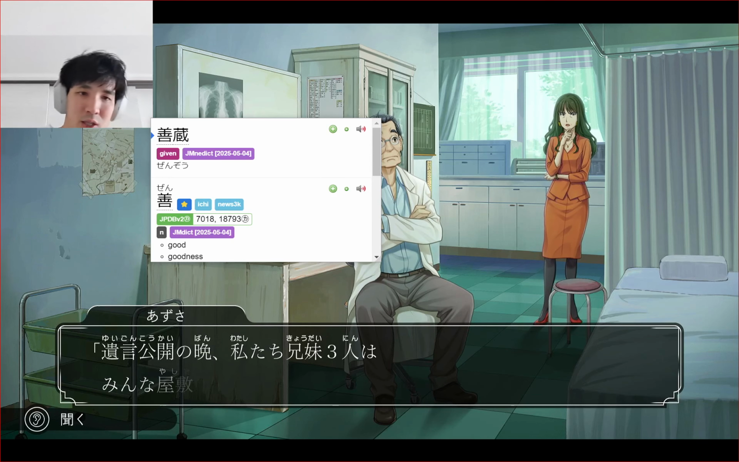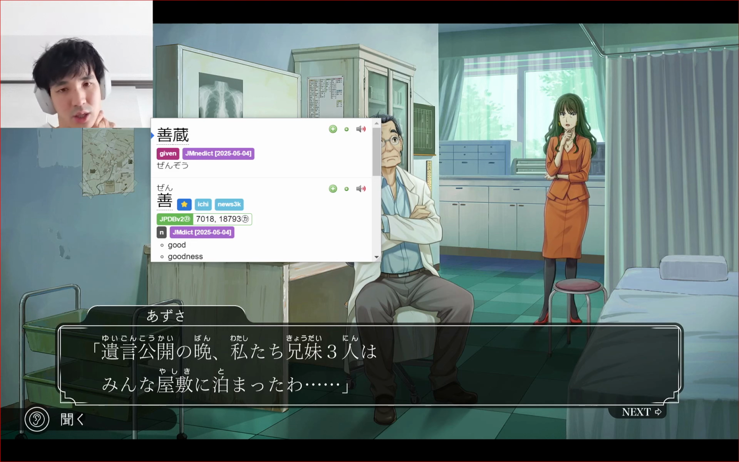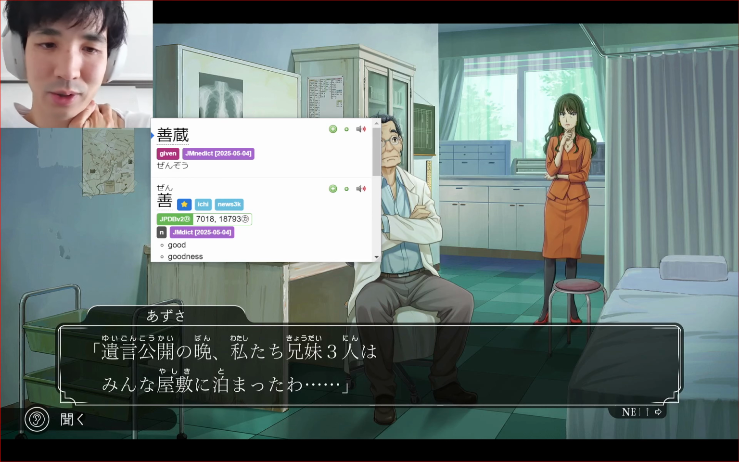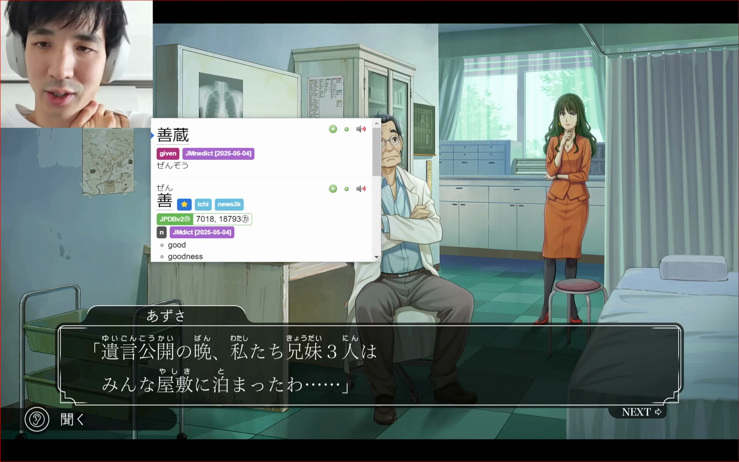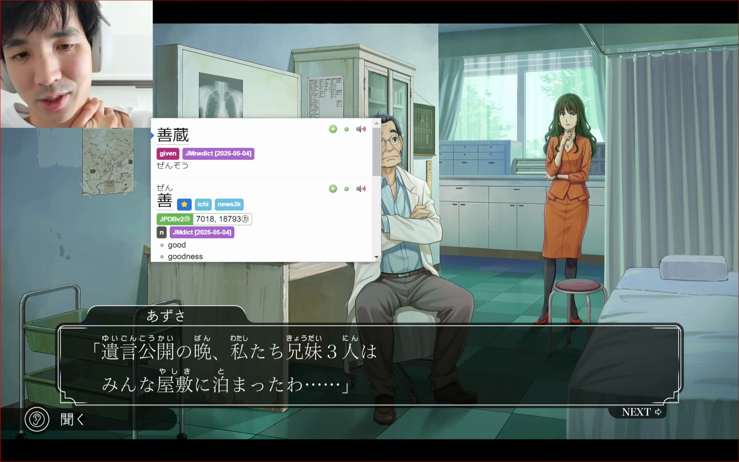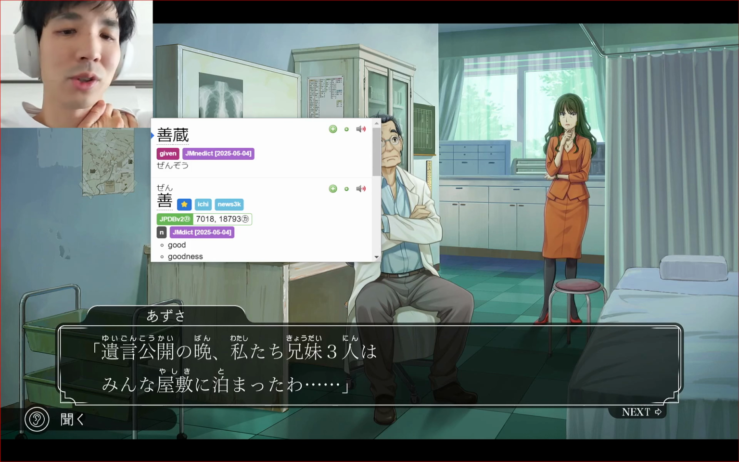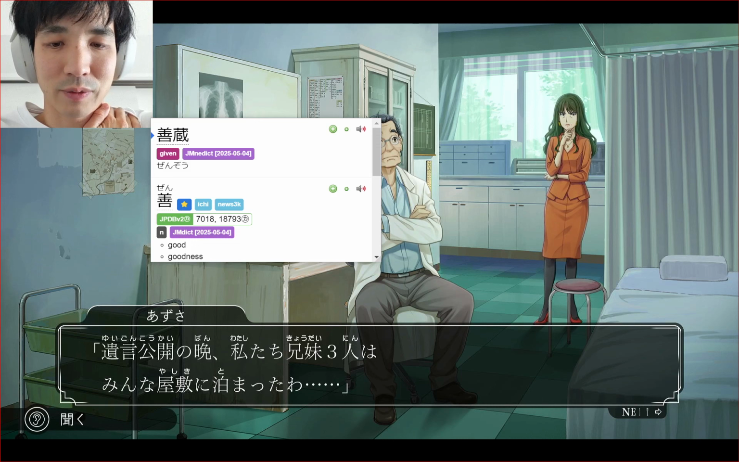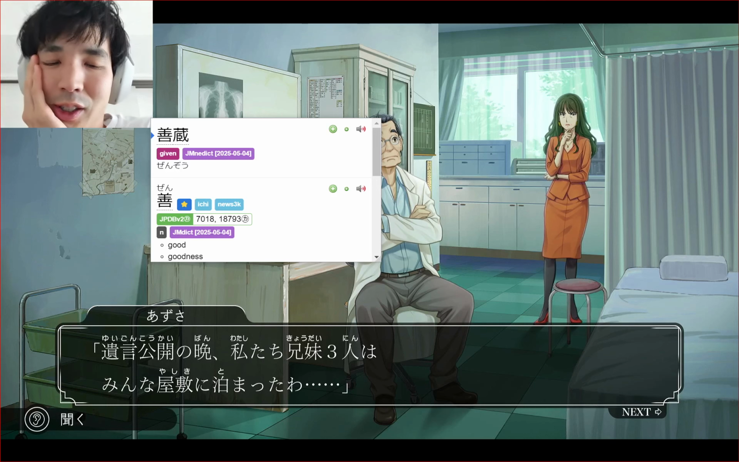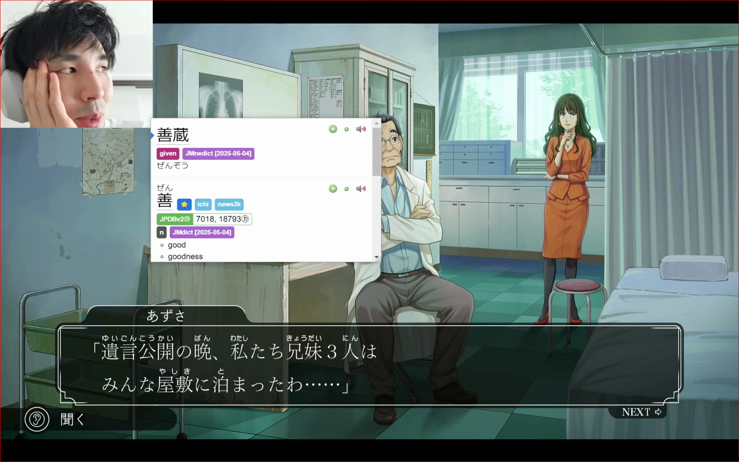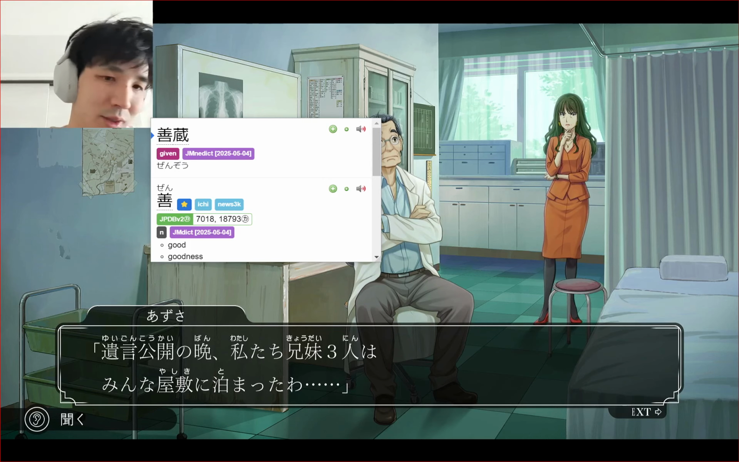遺言公開の晩、私たち兄弟3人はみんな屋敷に泊まったわ。The night of reading the will, we three siblings, 私たち兄弟三人は. This is an interesting way for the language to work. I need to stop using a Chinese accent on 三人は. How do I say this without putting a Chinese accent on it? Let's just listen to her say it.